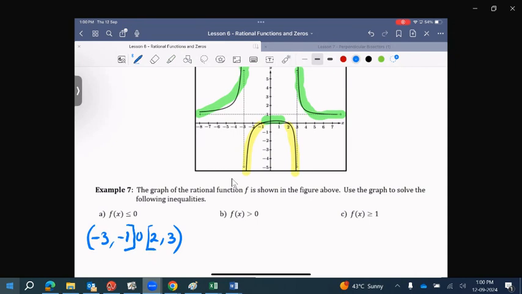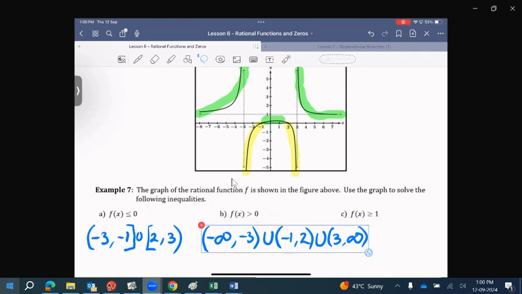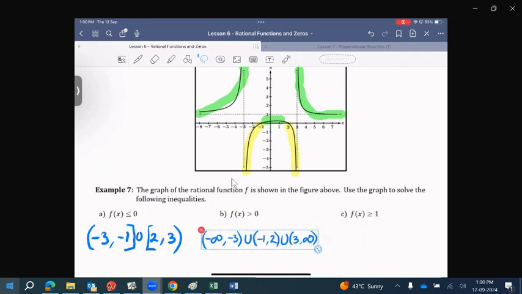So our inequality is going to start at -infinity. Do we include that? Why not? You never get to infinity. Do we include -3? No. Do we include -1? Why not? Because it's greater than 0, and 0 is not greater than 0, so we don't include -1. What about 2? No, we don't include that. 3? No. And then we finish at infinity. Squeeze that one in there.